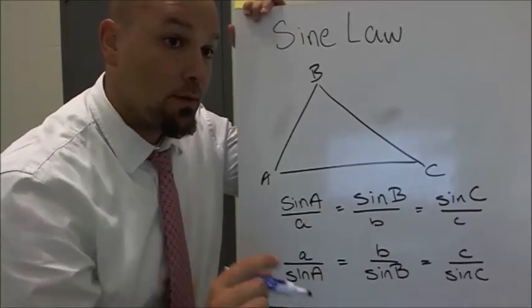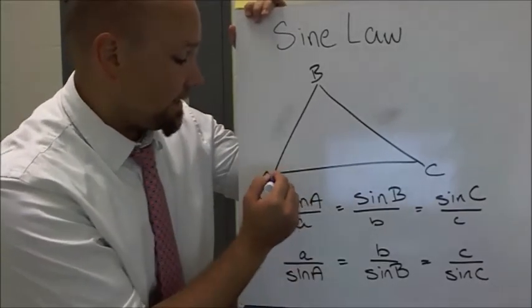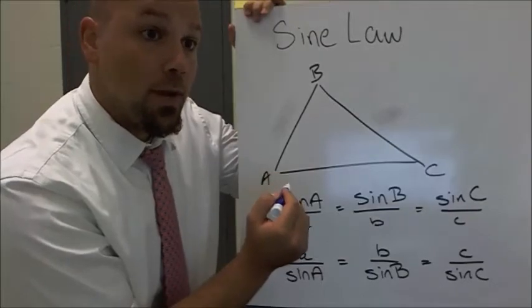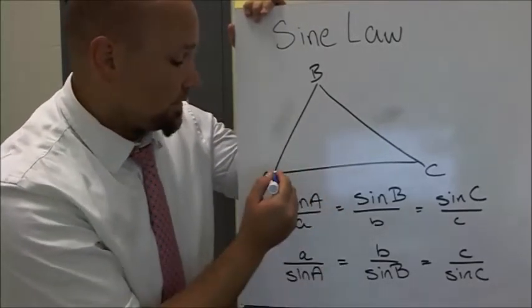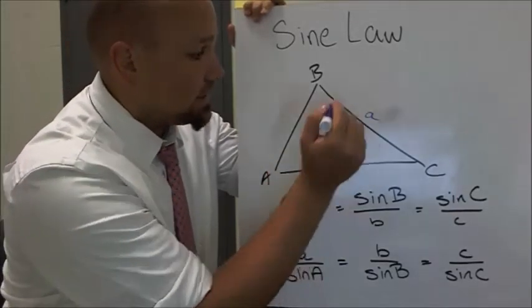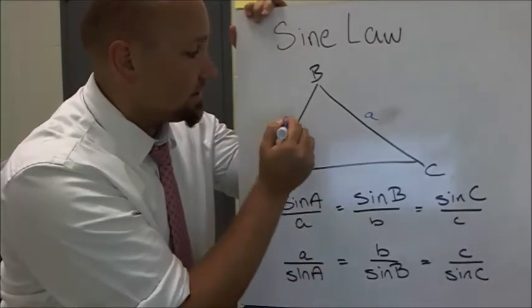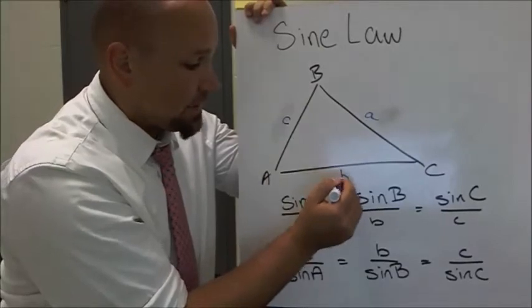All right, so one thing I want to remind you of is the fact that we label a non-right angle triangle. So this is not a right angle triangle, right? So there is no hypotenuse. So if this is capital A, the opposite side is little a. Capital C, opposite side is little c. Capital B, opposite side is little b.